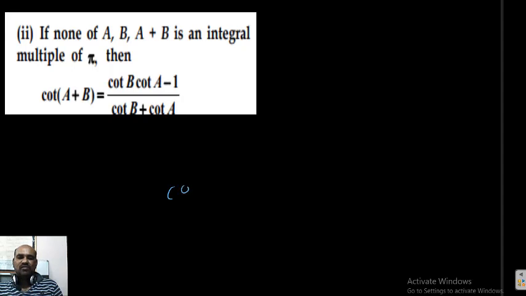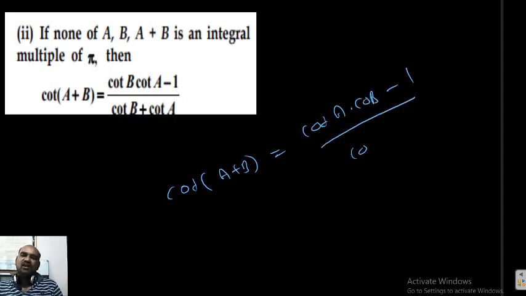How to remember this formula? Cot of A plus B is remembered as cot A cot B minus 1 by cot B plus cot A. Here no need to write cot B first, A into B or B into A both are same. A plus B and B plus A are same, but should write cot B first.